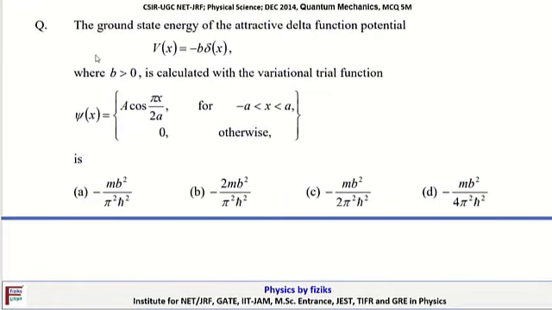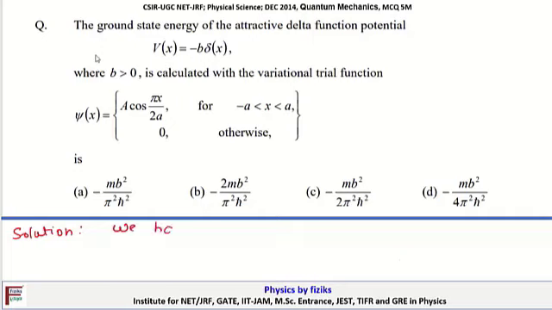The ground state energy of the attractive delta function potential V(x) is equal to minus B delta(x), where B is greater than or equal to 0, is calculated with the variational trial function psi(x) is equal to A cos(pi x by 2a) for minus a less than x less than a, 0 otherwise. So we have to determine the ground state energy. Solution.